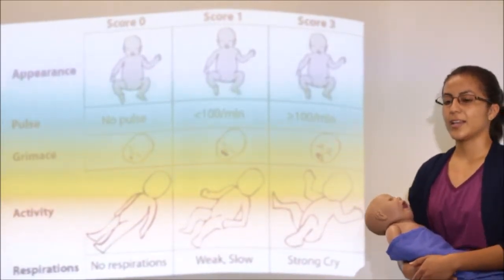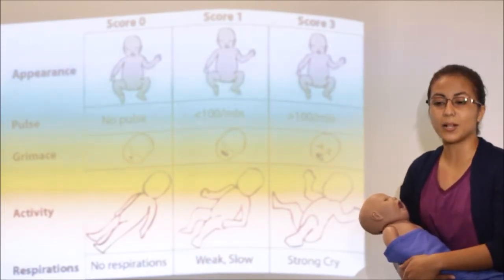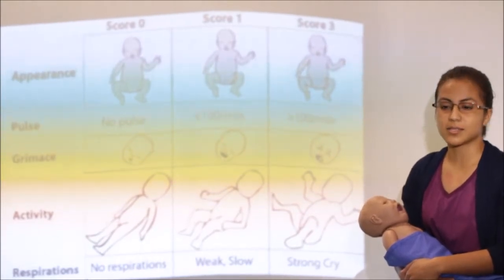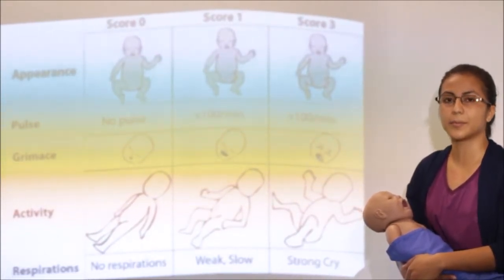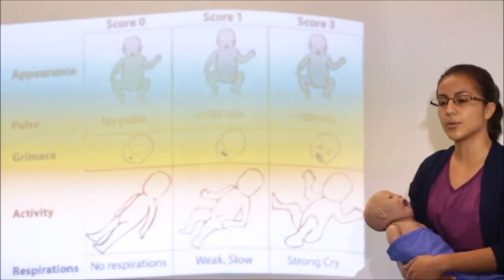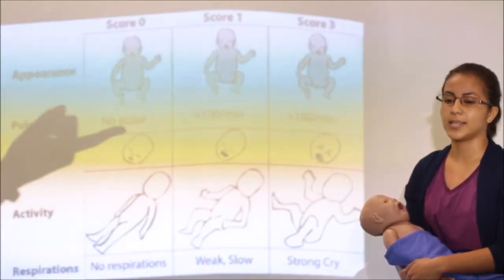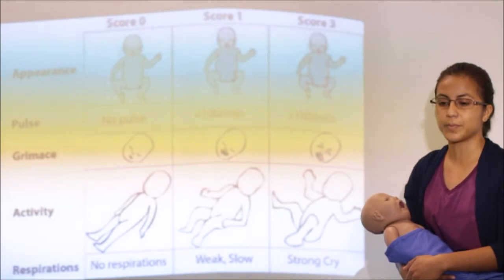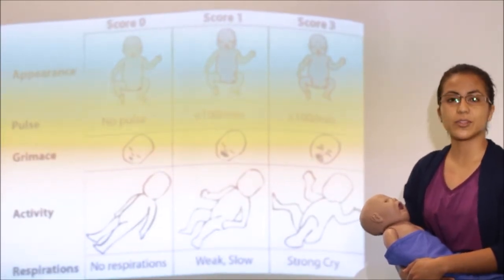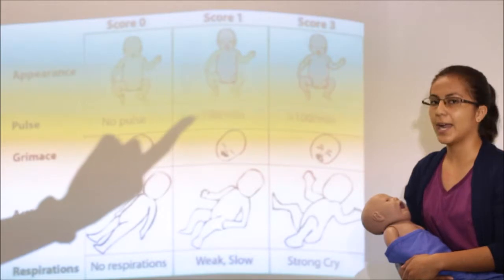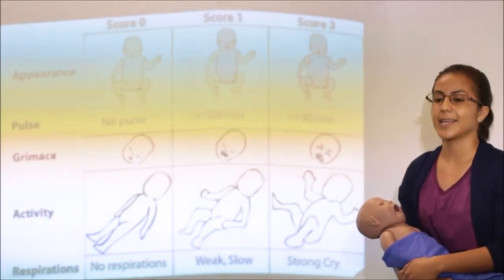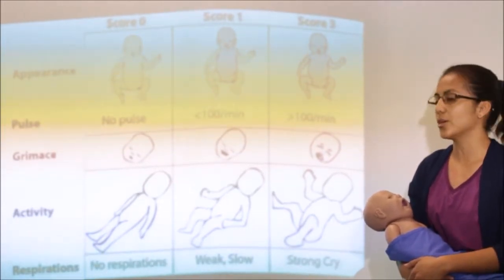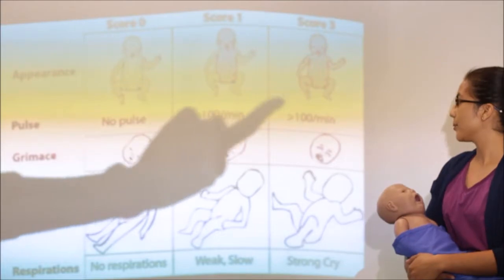Now, the heart rate is evaluated with a stethoscope. This is the most important assessment. If there is no heartbeat, the infant scores 0 for heart rate. If the heart rate is less than 100 beats per minute, the infant scores 1. If the heart rate is greater than 100 beats per minute, the infant scores 2.